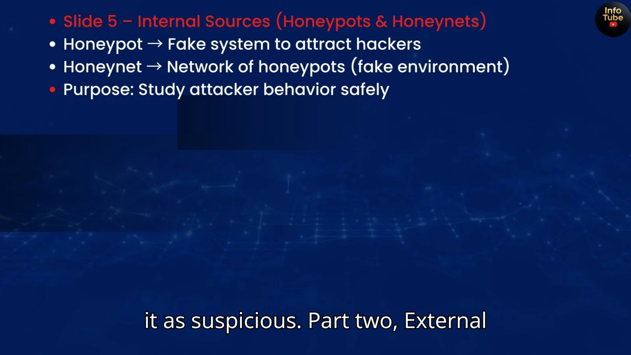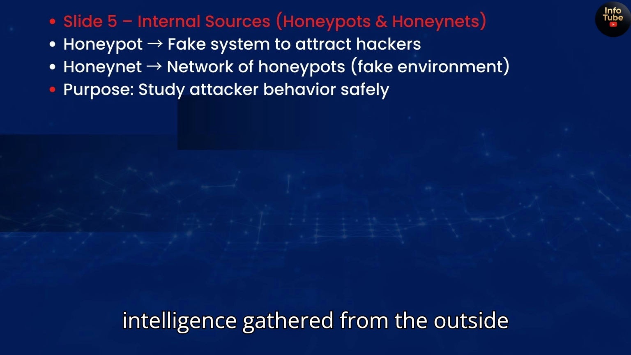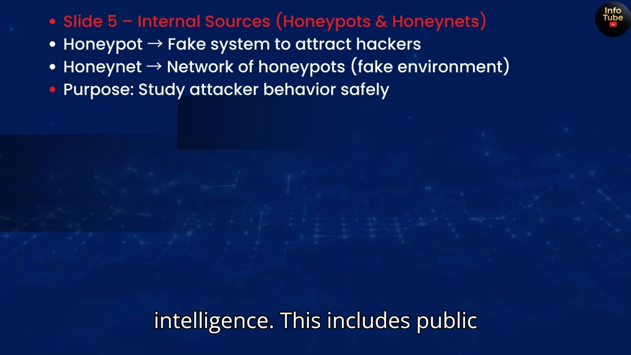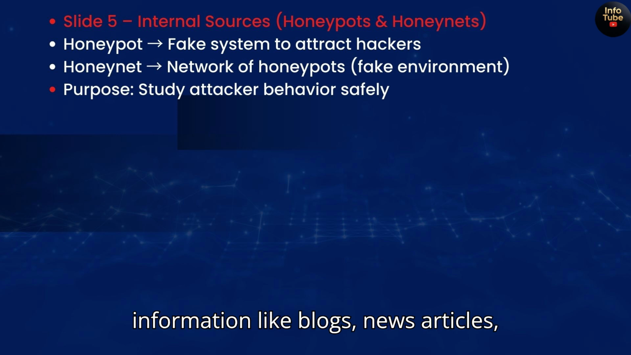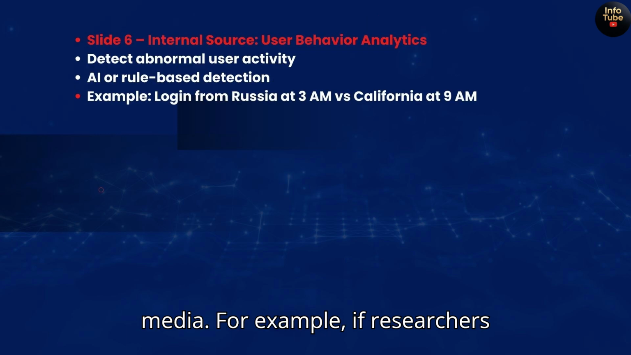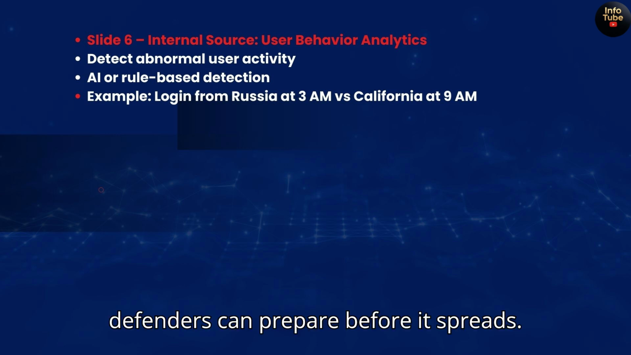Part 2. External intelligence sources. Now let's look at intelligence gathered from the outside world. OSINT. Open source intelligence. This includes public information like blogs, news articles, security advisories, and even social media. For example, if researchers publish details about a new ransomware, defenders can prepare before it spreads.